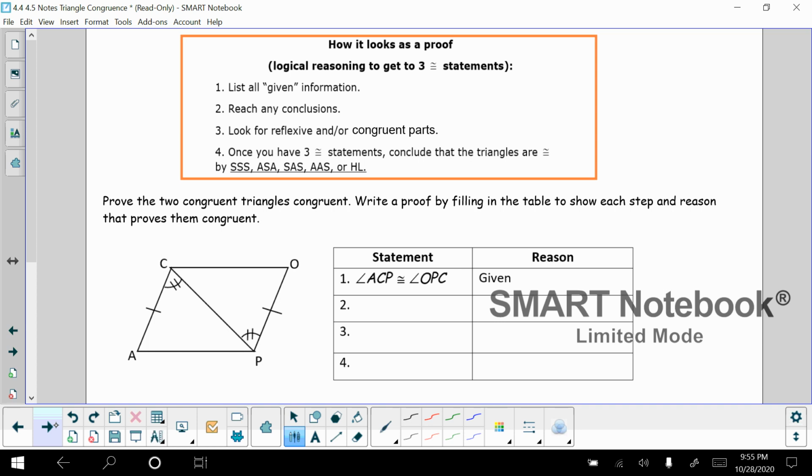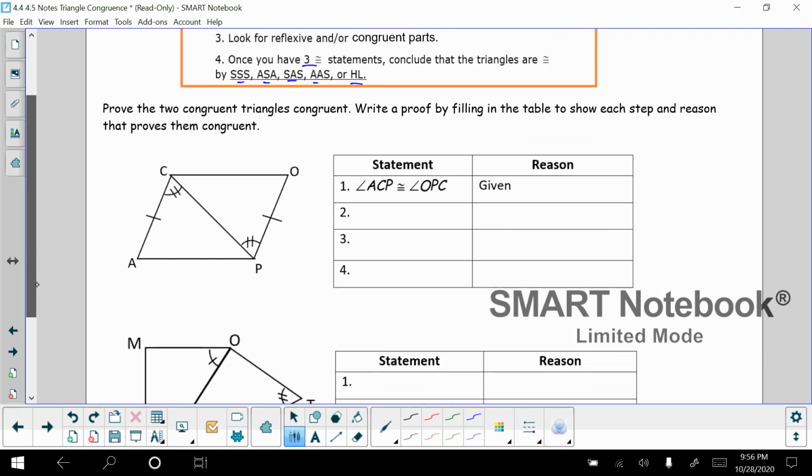Okay, so now we're going to actually turn it into a proof. So how does it look as a proof whenever you're writing this out? You're going to list all the given information, whatever they may have given us. Reach any conclusions, to make sure that maybe there are vertical angles congruent, maybe there are other congruent parts. Okay? Look for reflexive or just congruent parts in general. Once you have 3 statements, you can conclude that the triangles are congruent by one of those 5 reasons that we have listed on our paper. So let's do that on this proof right here.